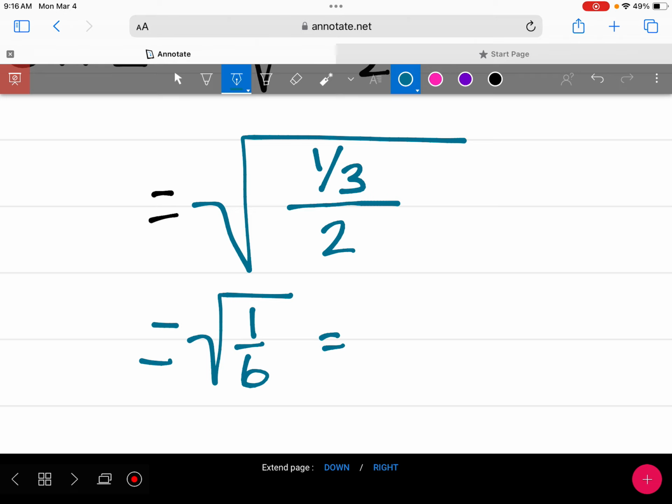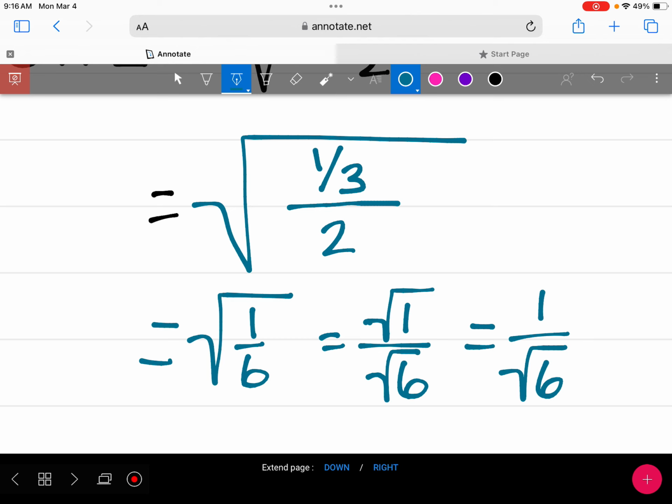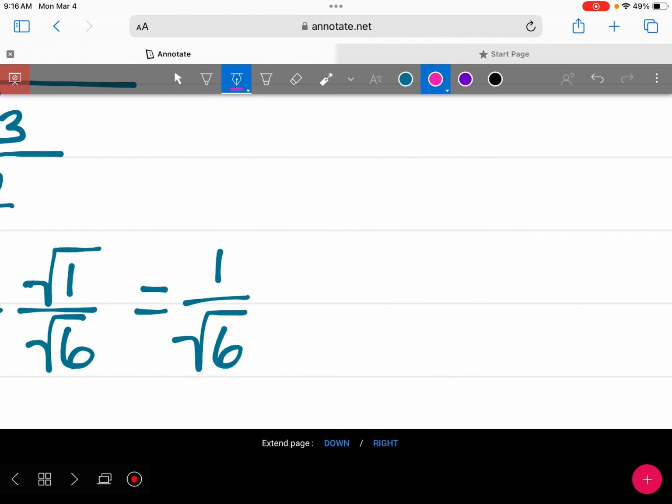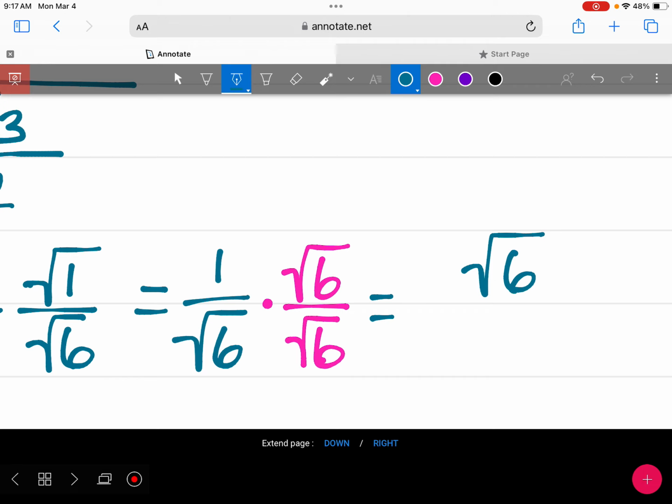This is the same thing as the square root of 1 over the square root of 6, which is the same thing as 1 over the square root of 6, right? But do we get to keep radicals in the denominator? No. We have to rationalize, so what do we need to do? Multiply by square root of 6 over square root of 6. We've got to have our denominator rational. So our answer is going to be the square root of 6 over 6.